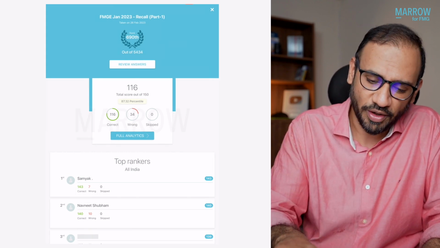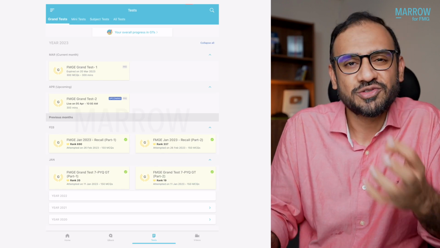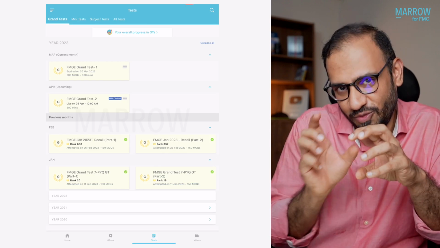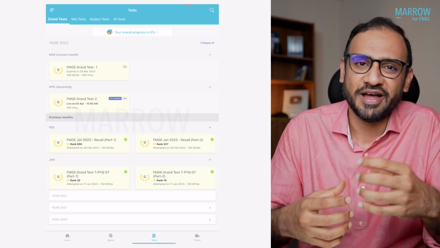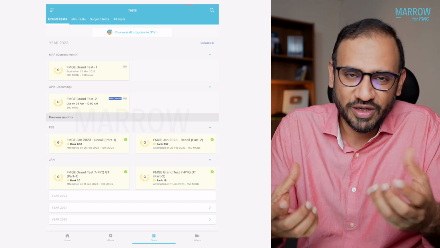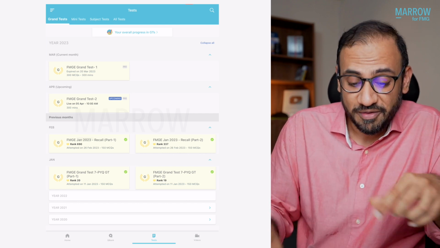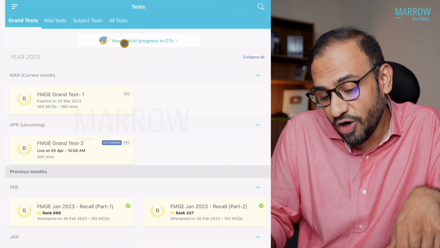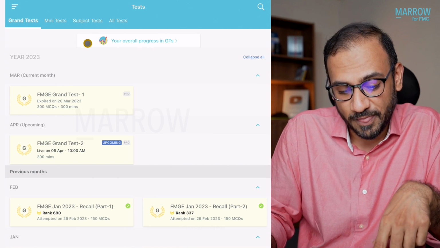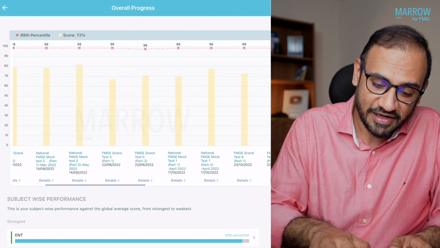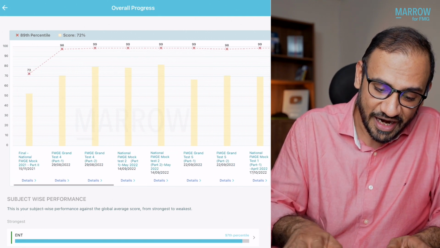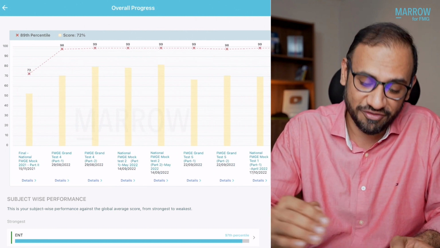But what's the point? It's not so valuable. It just gives you a picture of one subject, right? It just gives you a picture of one test. You might perform poorly in one test for a particular reason. Maybe the paper was tough or not. But if you go and look at your overall progress in GTs, which is over here on the top, the moment you click on it, you will see that these are all the grand tests you have appeared for, and you will see your graph of how you have been improving.